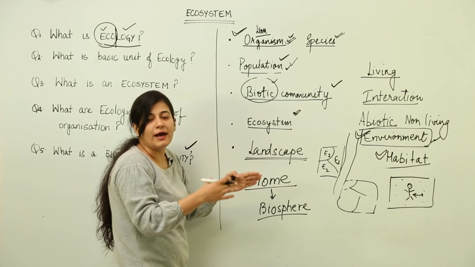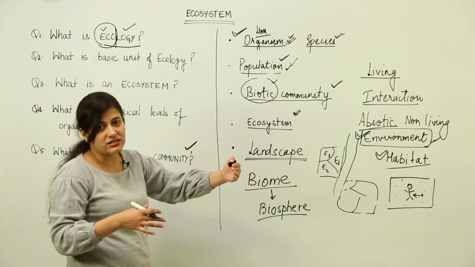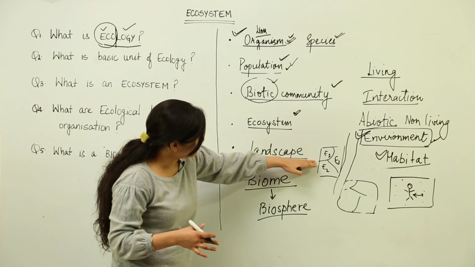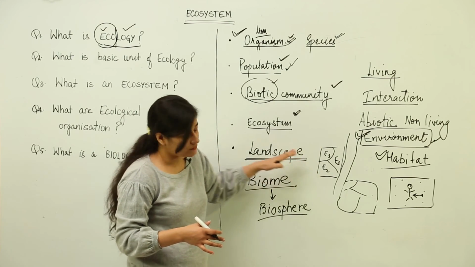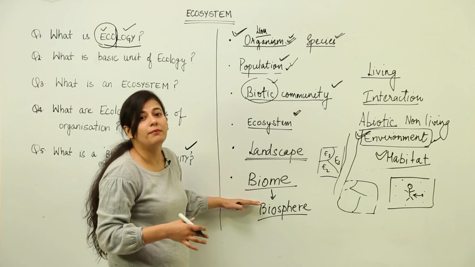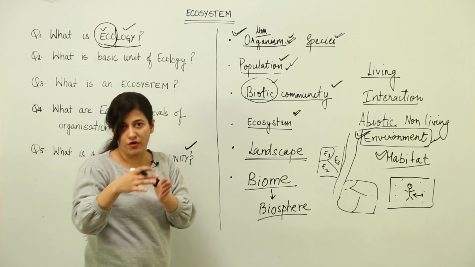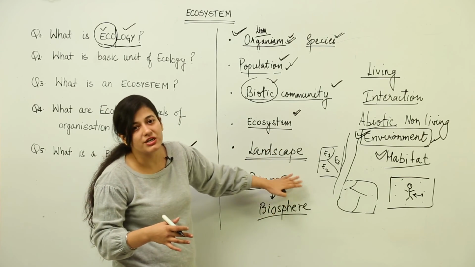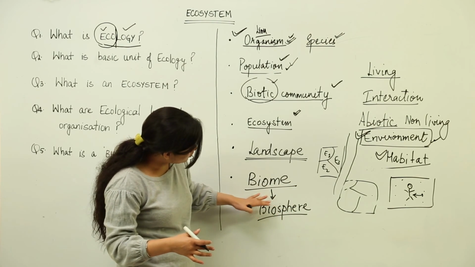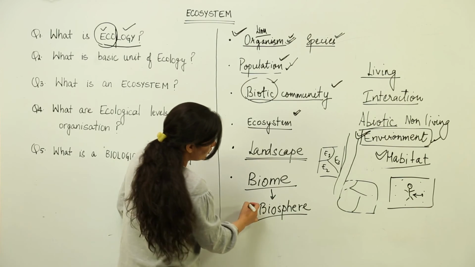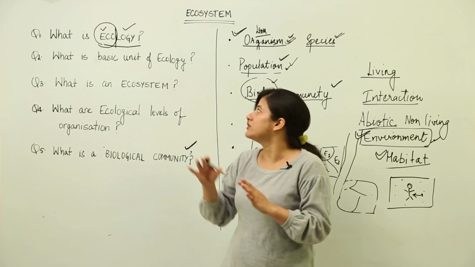Now, if that forest happens to be separated by some mountain range or by some river from another landscape, which is a desert landscape, then that particular region of ecosystems would form the landscape. Many landscapes would form the biome, like supposedly there is a desert, there is a mountain range, then there is a forest. So that would form the terrestrial biome of that particular area, and the region that would comprise all the biomes would be the biosphere.